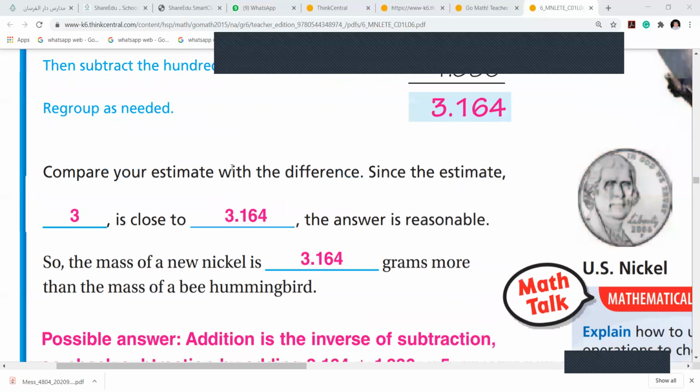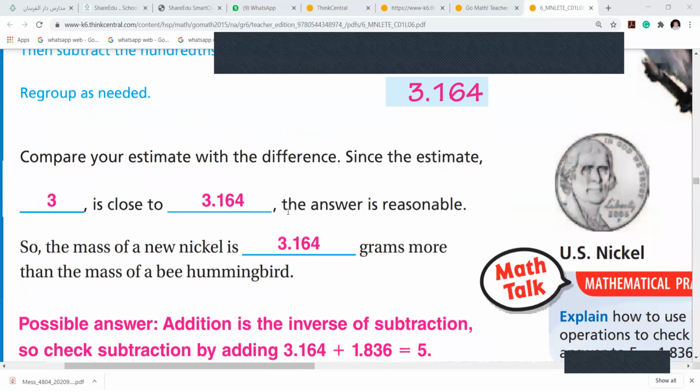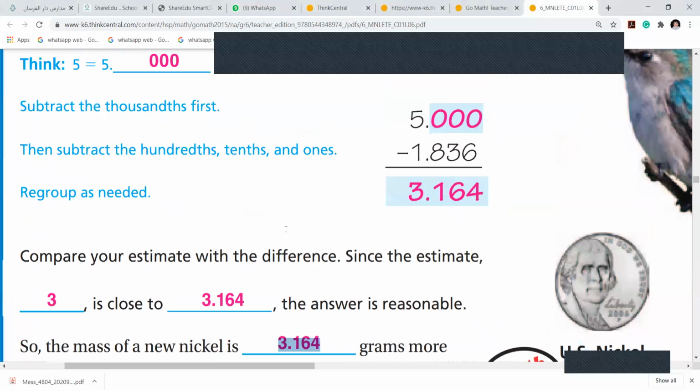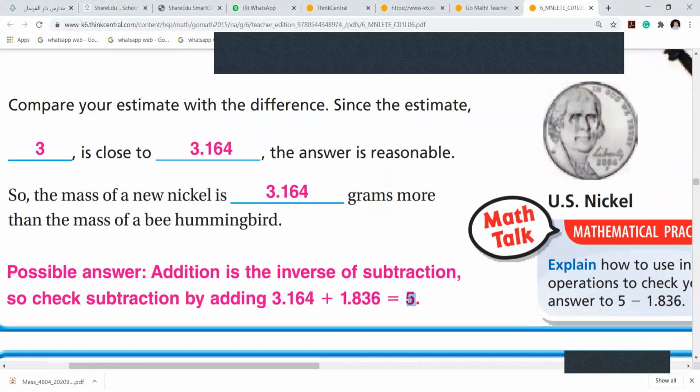Now we are comparing the estimate. The estimate, they told us, was 3. It's close to 3.164. That means the answer is reasonable. The mass of the new nickel is 3.164. How will you check your answer always? You will take the answer and add it with the smaller number; you must get 5. So I did this and I get 5. Girls, just write this order. Don't write everything. Just write check, and write this because you're checking the answer.